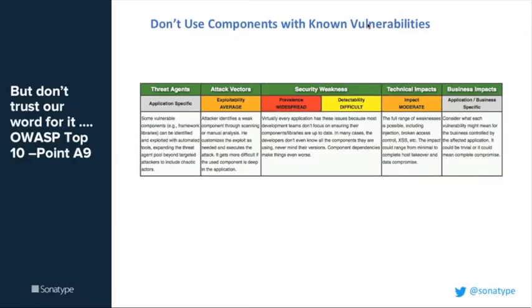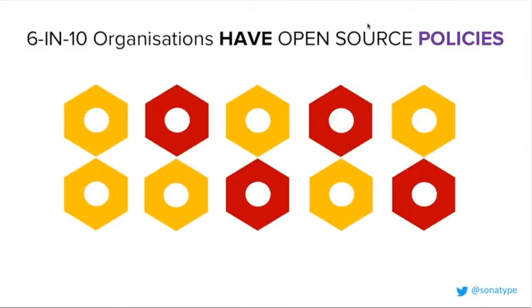And don't just trust our word for it. OWASP released their Top 10 report, and in point A9 it states that companies should not be using OSS components with known security vulnerabilities. However, obviously that's easier said than done. We also know that 6 in 10 organizations surveyed by Sonatype have open source policies and try to enable their developers to innovate faster. Yet still these organizations get hacked.